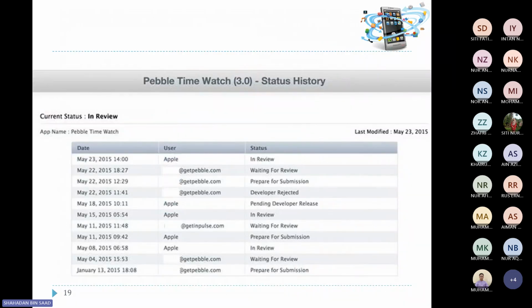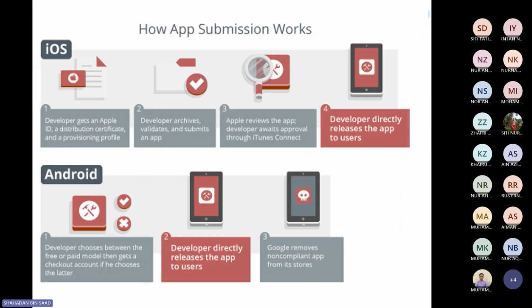Dan dia kena bayar kan. App Store sendiri tu pun dah kena bayar untuk developer. Ini contoh nak hantar satu app, nama ni People Time Watch. Okay, so kita tengok dua-dua. Developer gets an Apple ID, a distribution certificate and provisioning profile, and then developer archives, validates and submits an app. The third step, Apple reviews the app, developer awaits approval through iTunes Connect, and developer directly releases the app to user. Okay, untuk Android, developer chooses between the free or paid model, then gets a checkout account if he chooses later, and then developer directly releases the app to user.